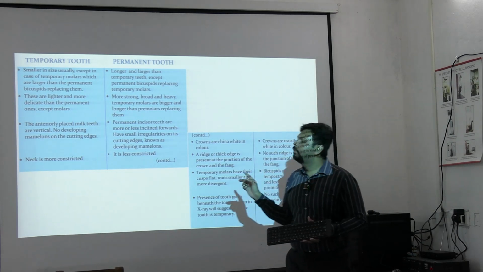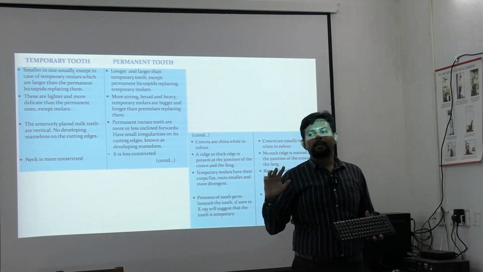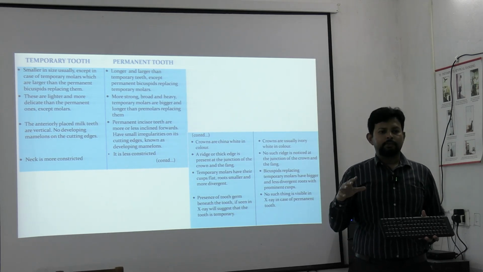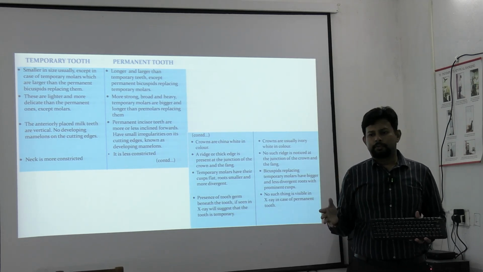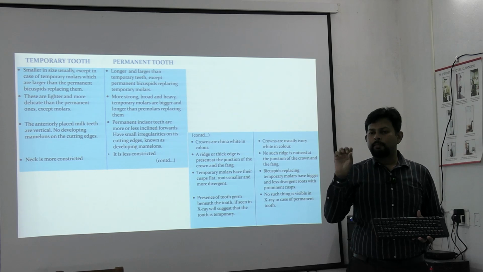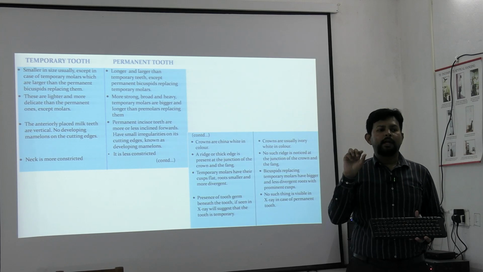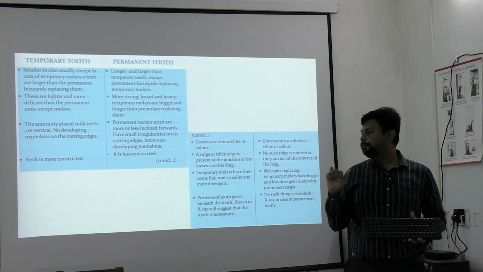Now we have to differentiate between permanent teeth and temporary teeth. You will find that in any book. Normally temporary teeth will be smaller in size. I am talking about temporary teeth. It will be smaller in size. It will be chalky white in appearance. What else is there?